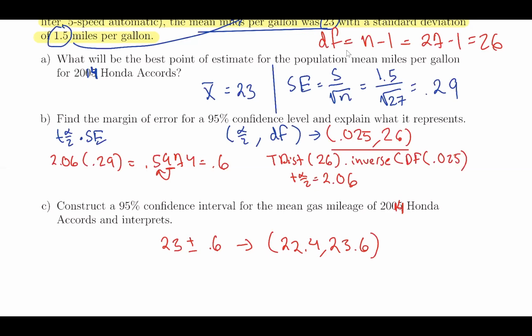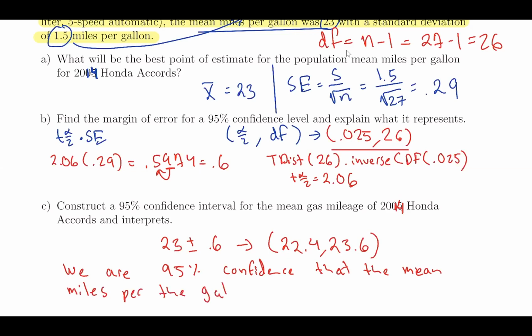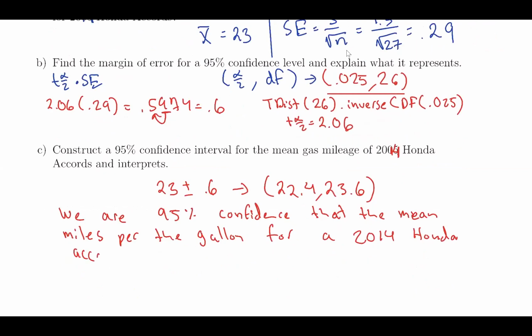All right, so now we want to do the interpretation. So let's say we are 95% confident that the mean miles per gallon for a 2014 Honda Accord is between 22.4 and 23.6. Okay, so I'll give you a minute to write that down.